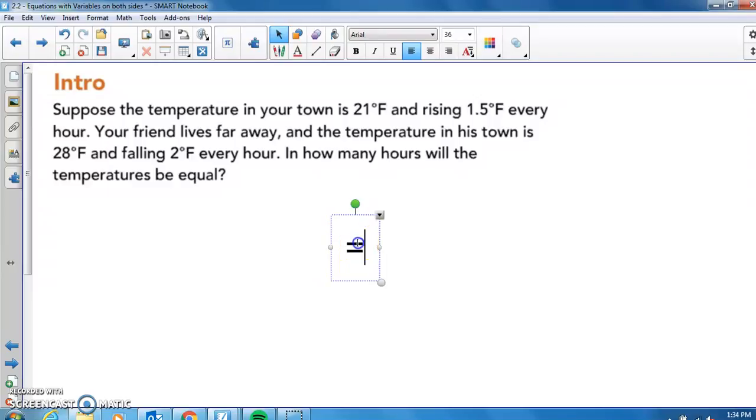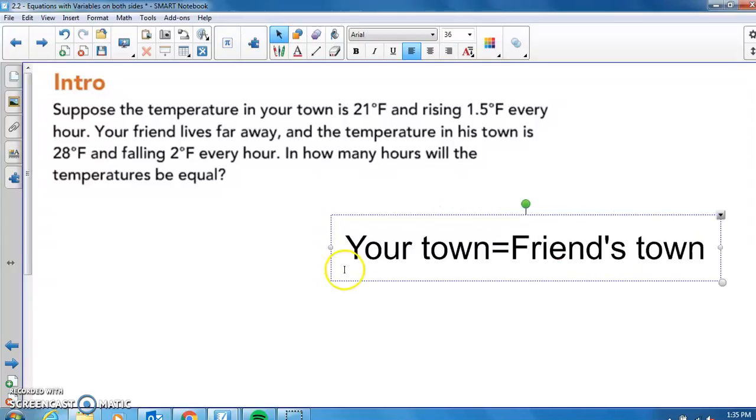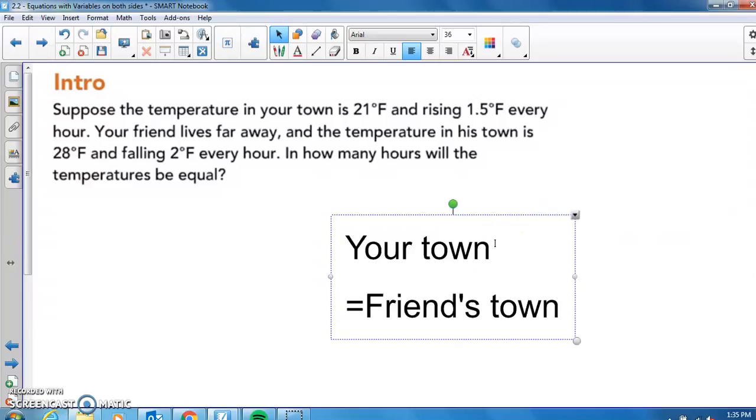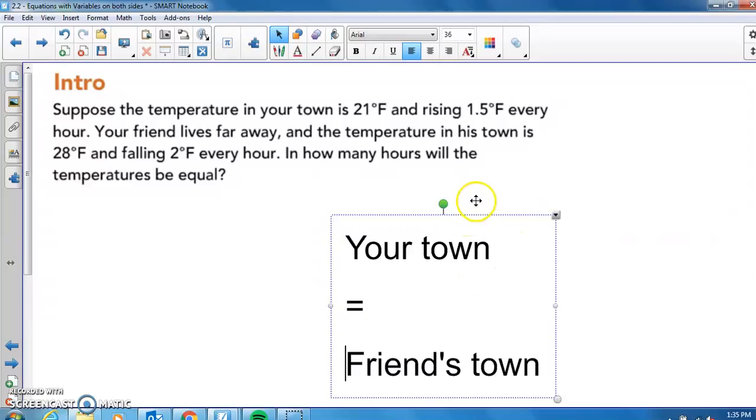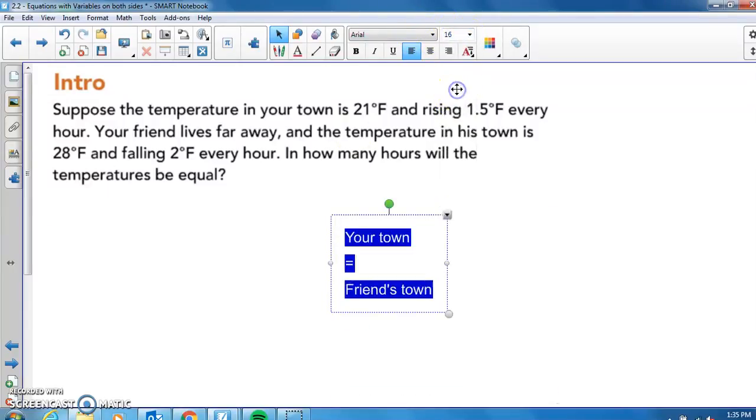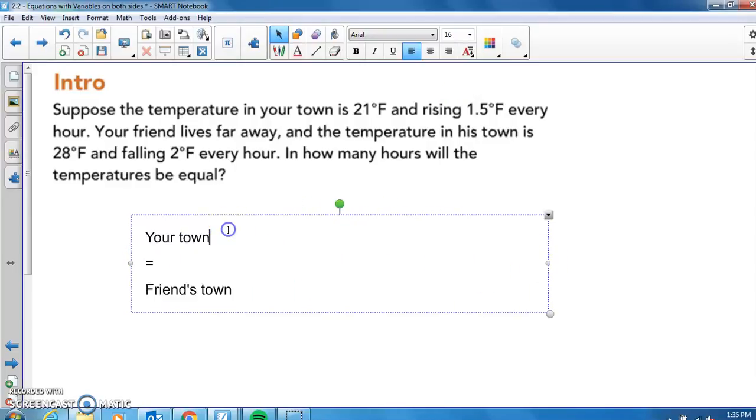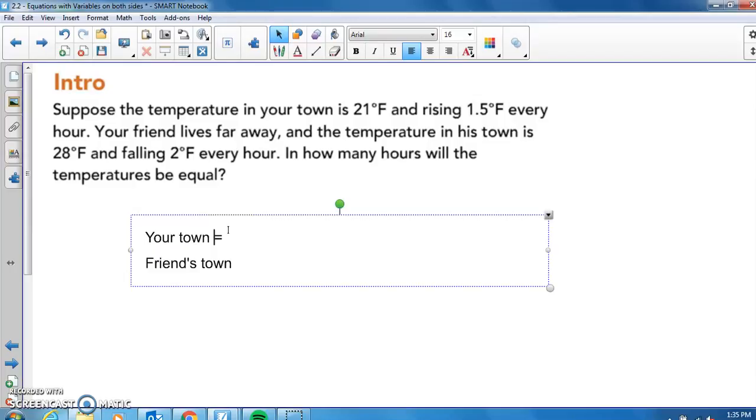So what I'm going to say here on the left-hand side, I'm going to call this your town. And on the other side, we're going to say your friend's town. Now, if you put it into words, sometimes that will make it a little bit easier to understand and how we can put it all together. Here, let me clean this part up right here, and make it so that we're working with everything on the same line.